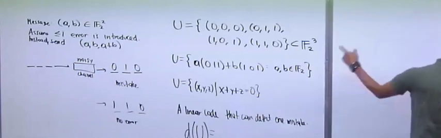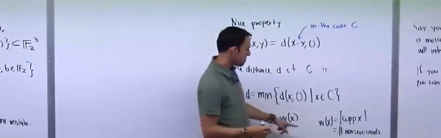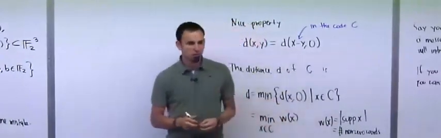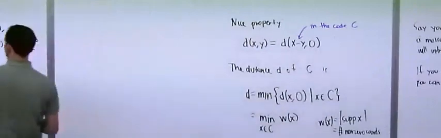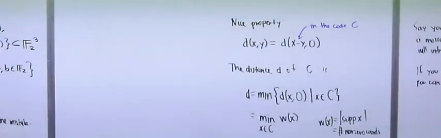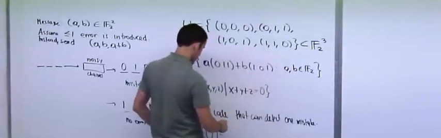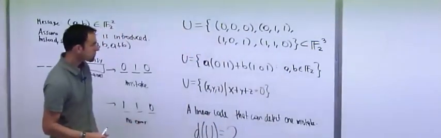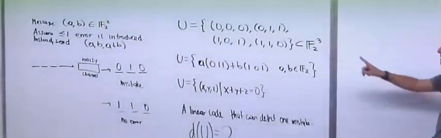Well, we said for linear codes, the distance is the smallest support. So what is the word that has fewest non-zero coordinates other than the 0 word? Well, they all have 2 non-zero coordinates. So the distance is 2. Any two words in this alphabet, in this code, are at least 2 positions away from each other.